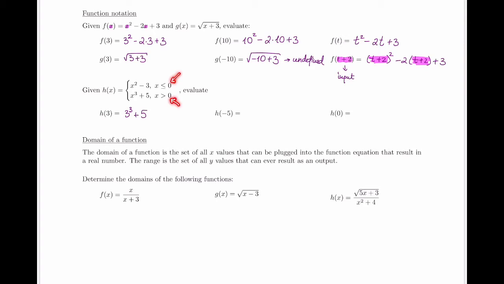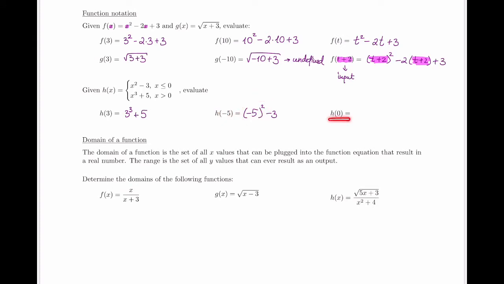So is minus 5 in the first condition or in the second condition? Of course, minus 5 is less than or equal to 0, so I'm going to plug it into my first function, which will then give me minus 5 squared minus 3. Notice here that it's minus 5 all squared because minus 5 is the entire input, so this will actually turn out to be positive.